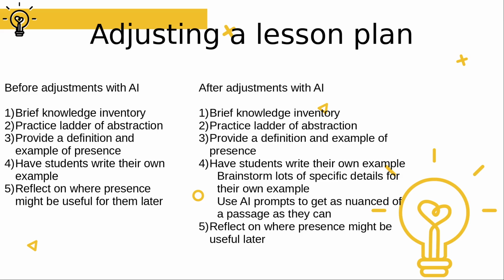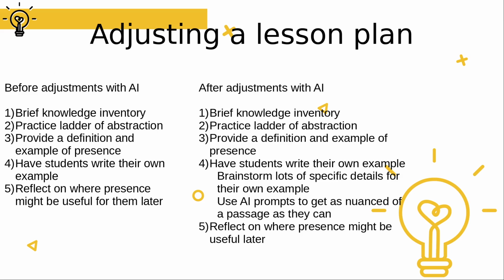And then the second part would be to use AI prompts to get as nuanced a passage as they can, as detailed a passage as they can, using the invention material that they came up with first, just so that their brain has an opportunity to focus on that part of writing, because that way if they use AI and they're using their own material to prompt AI, then that AI passage is going to be more representative of their ideas, and it'll be more intentional on their part.